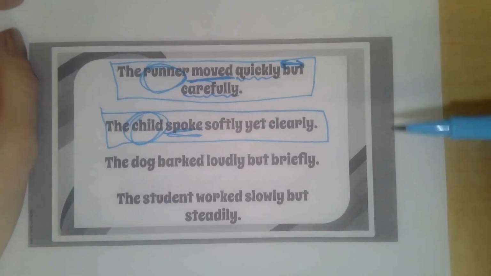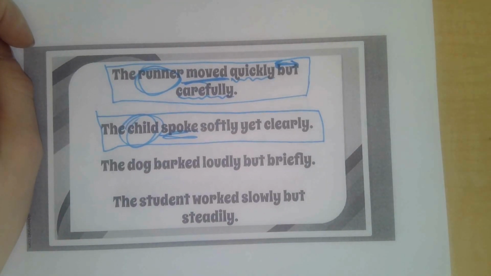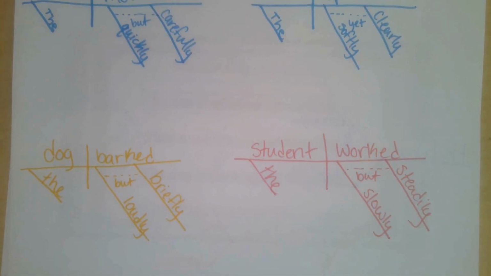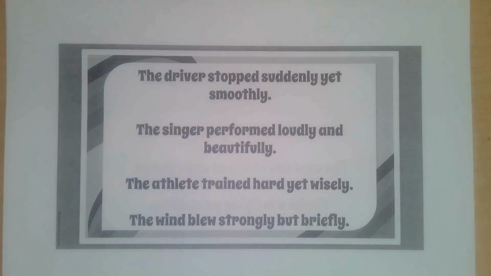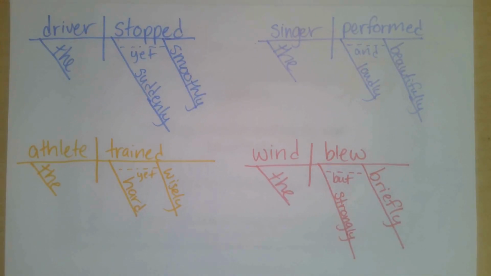Now I have two more practices here. The dog barked loudly but briefly. The student worked slowly but steadily. Go ahead and pause. And here's the answers. All right, a few more practices for you to pause. And here's the answers to those ones.